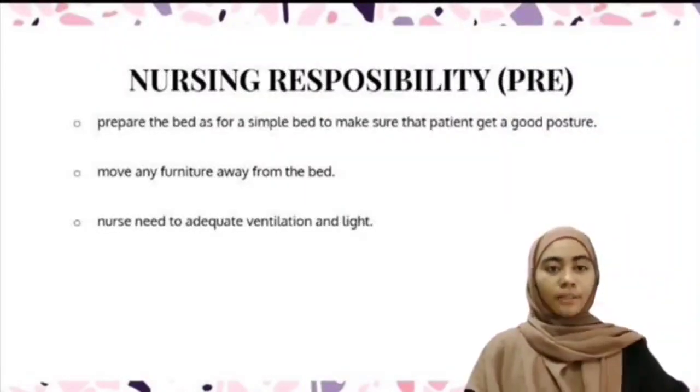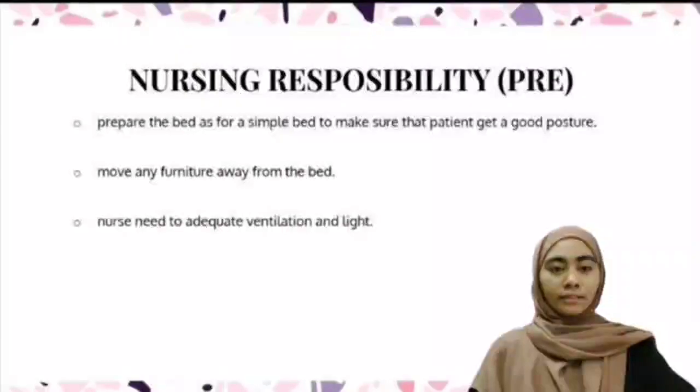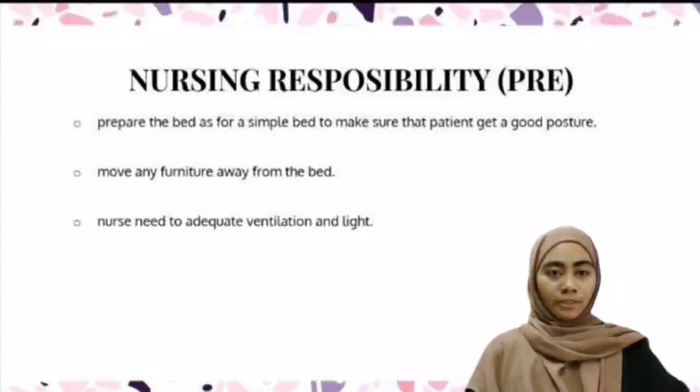Nurse responsibility for the amputation bed pre-operatively is to prepare the bed as for a simple bed to make sure that the patient gets a good posture to maintain body alignment and prevent fatigue. Second, the nurse must move any furniture away from the bed to avoid obstruction and give a safe surrounding to the patient. Lastly, the nurse needs to ensure ventilation and light.